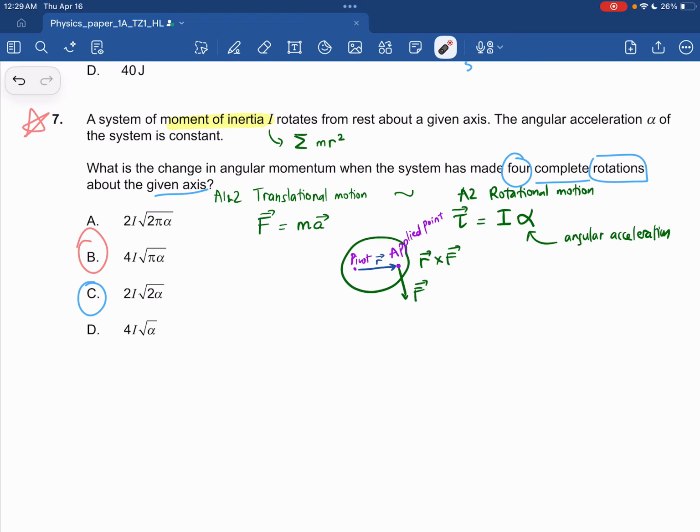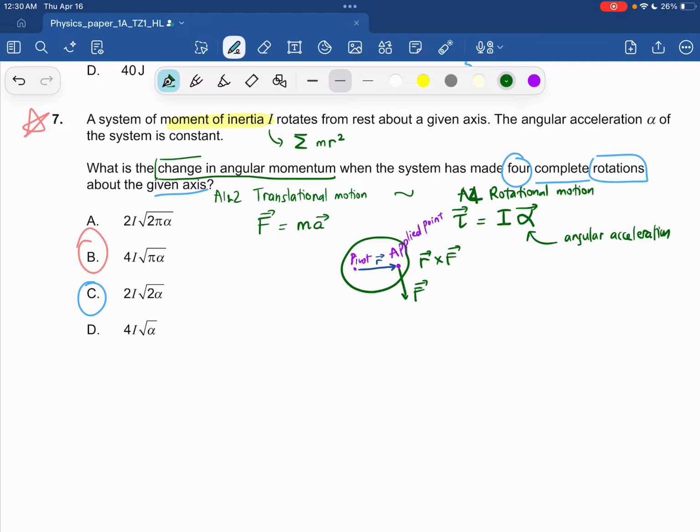Why I want to highlight this is because you're used to A1 and A2. If you can link A4 to your foundation in A1 and A2, that should be much better. The alpha here is also a vector quantity. Okay, so let's move on, because here they want to ask for the change in angular momentum.